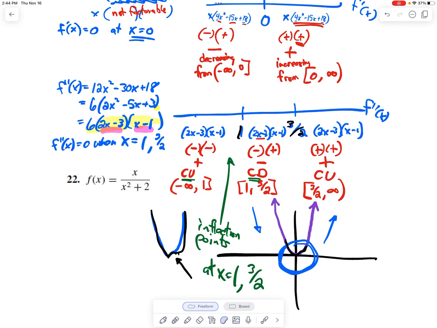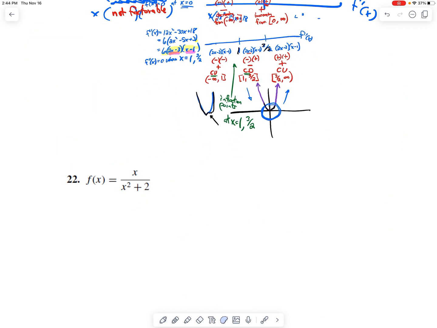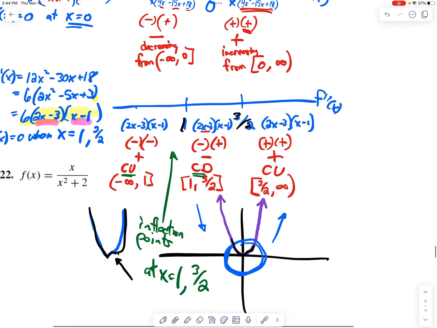All right, calc students, here is the third example of finding places where a function is increasing or decreasing or concavity based on calculus. We're going to do this, number 22. Let's clear this out from the last one.